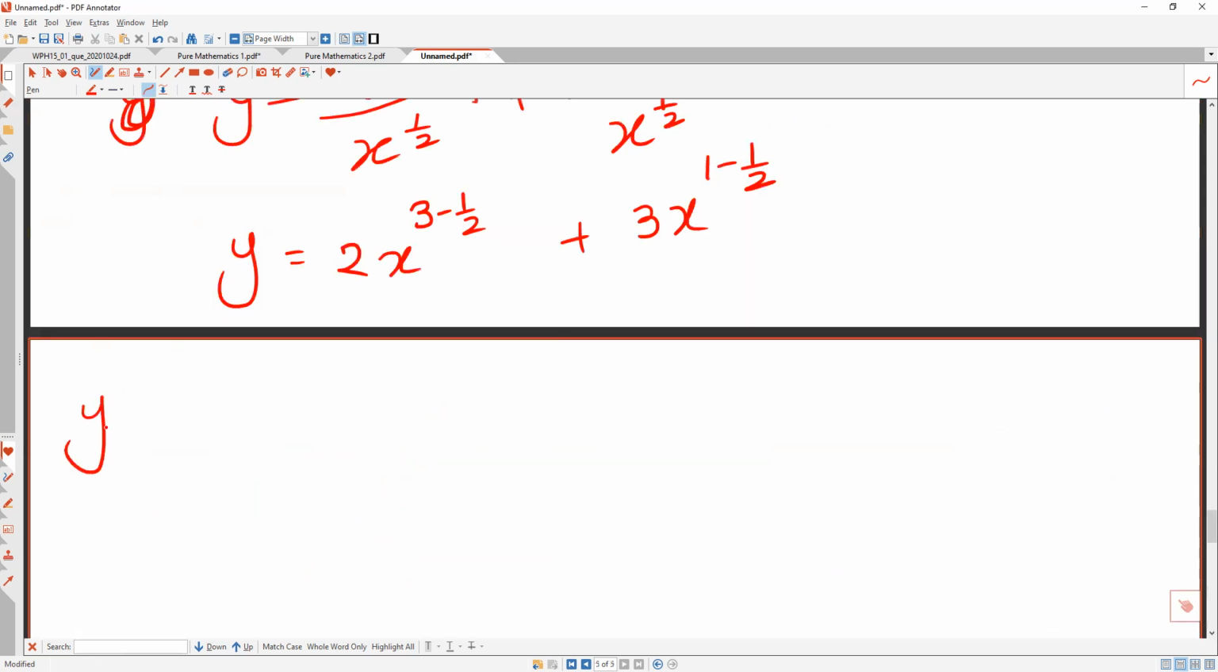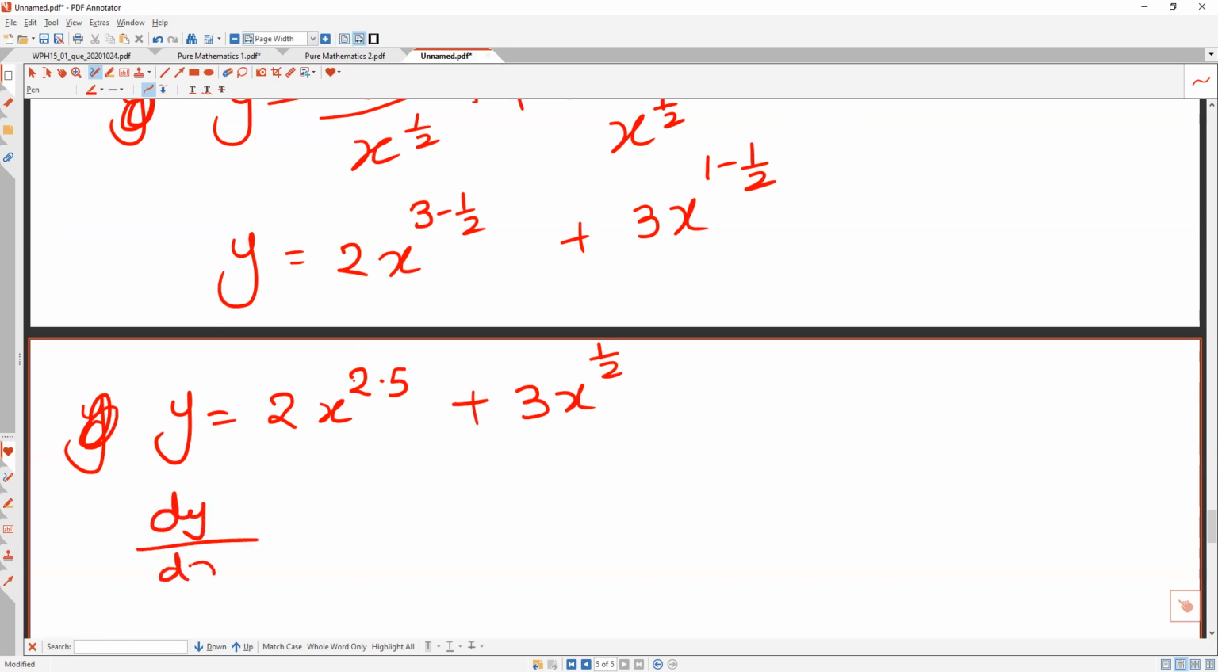Okay, so this will be y equals 2x raised to 2.5. You're right, 3 minus half is 2.5, plus 3x raised to half, 1 minus half. Okay?